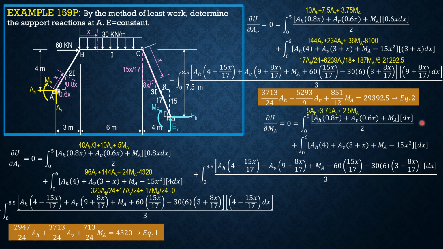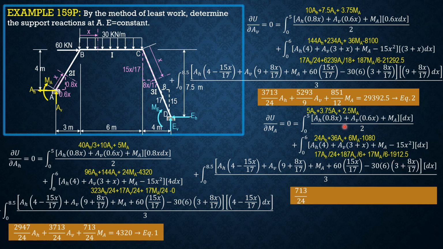So the value of the first integral here is 5 AH plus 3.75 AV plus 2.5 MA. The next is 24 AH plus 36 AV plus 6 MA minus 1080. And for the last, we have 17 AH over 24 plus 187 over 6 AV plus 17 over 6 MA minus 1912.5. So combining like terms, setting up the third and final equation: 713 over 24 AH plus 851 over 12 AV plus 34 over 3 MA equals 2992.5, equation 3.